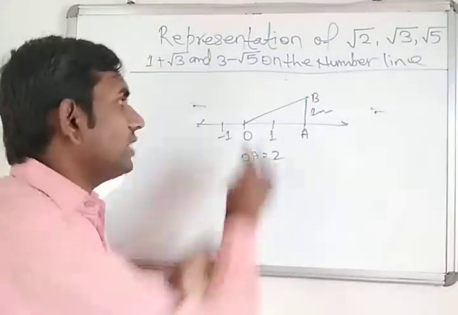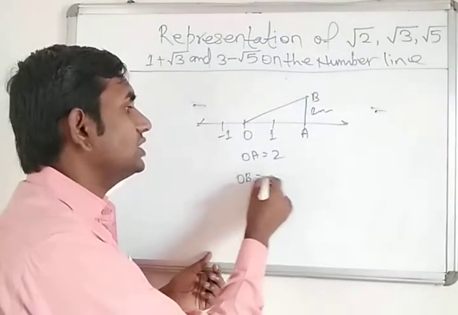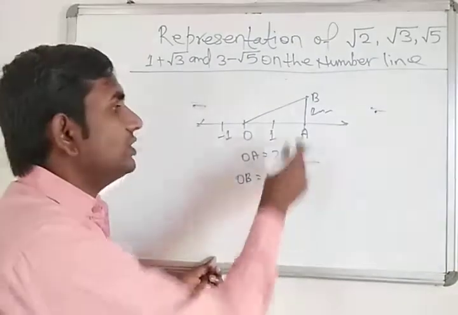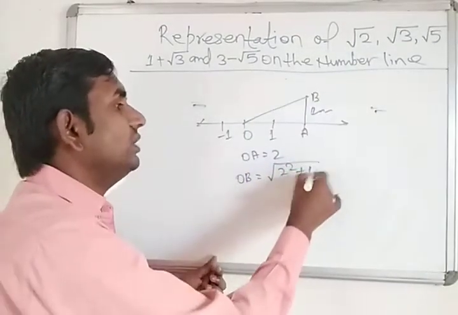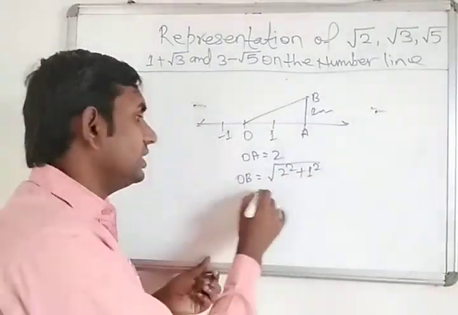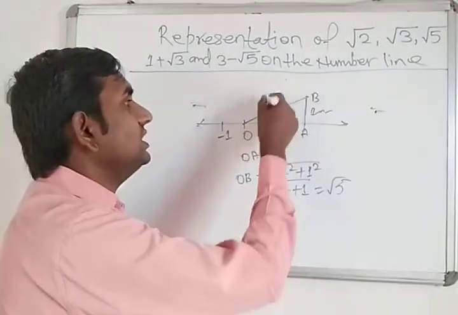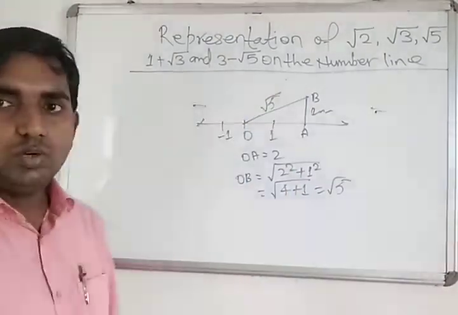Okay, now we have to find the length of OB. So OB is equal to under root 2 square. This total length is 2, so 2 square, and AB is 1 unit, so we have to take 1 square. So it's equal to 4 plus 1, and it's equal to under root 5. So it's clear that this length is equal to under root 5.